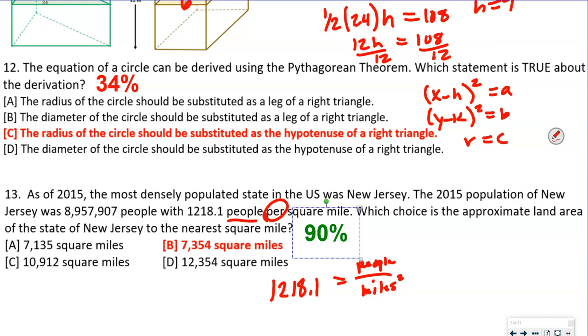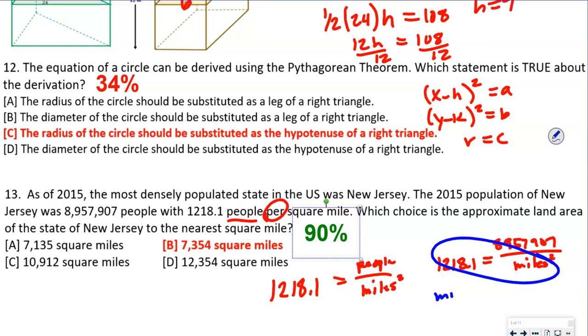Okay, so what answer do we have there? People, right? So we're going to put our people on top here. So we're going to do 1218.1 is equal to 8,957,907, and that's over our miles squared, right? So remember, these two things can switch places, right? So our miles squared is going to be equal to the 8,957,907 divided by 1218.1. And that's how we got the 7,354 square miles, okay?